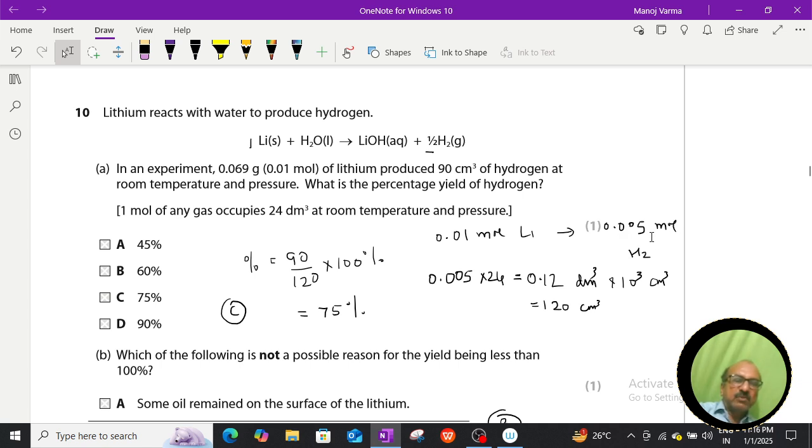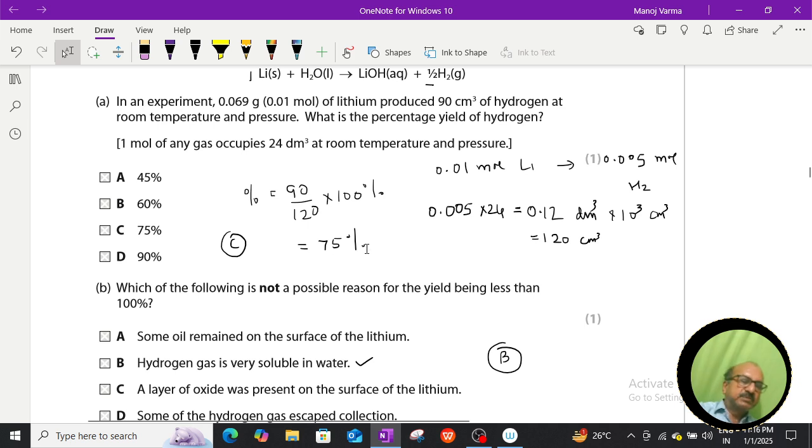Now we can find out the volume corresponding to that, which is 0.12 decimeter cube. If you multiply by 10 raised to 3, it's 120 centimeter cube. So you actually expect a volume of 120 centimeter cube of hydrogen, but only 90 centimeter cube are actually produced in the experiment. So the percentage yield is 90, which is produced, over 120 which was expected, into 100%. That gives me the answer of 75%. That corresponds to the answer C.